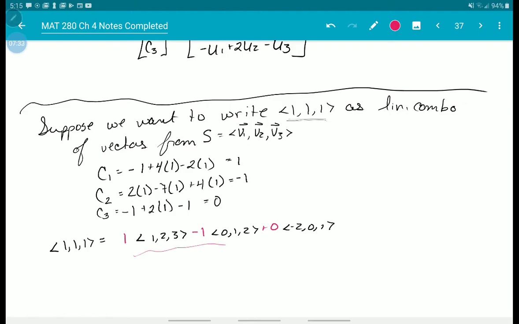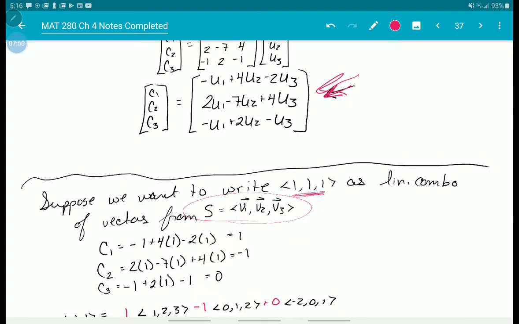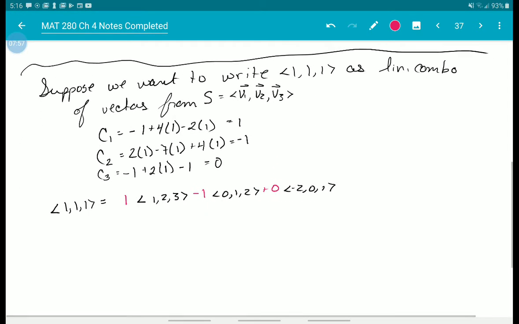Now, if you were to multiply all this out, you will get this guy back. So that generic form is nice because if we had to write maybe 10 different vectors in R3 as a linear combination of those, then we could just pop all of those guys into this formula and call it a day. That's why that's nice.